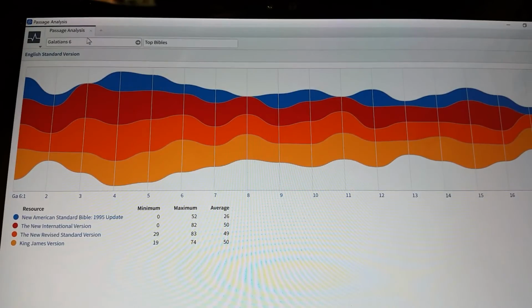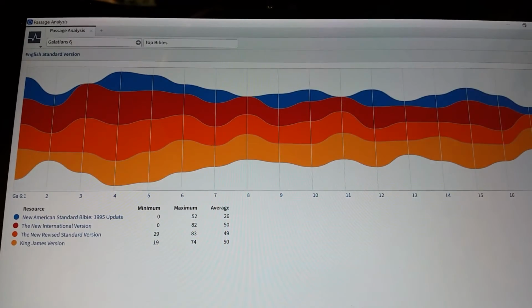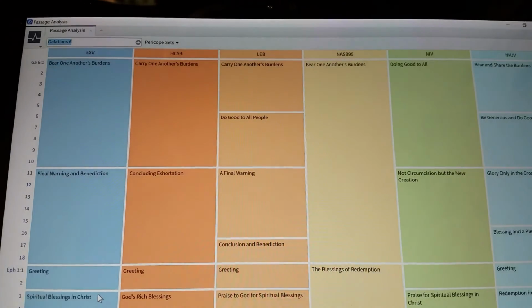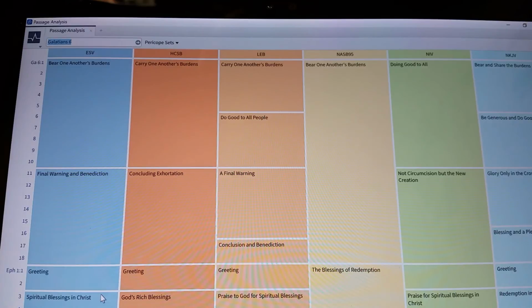So there you go, the passage analysis tool for Galatians chapter 6. We took a quick look at the Version River here, which is helpful for quick glances, in my opinion, and the compare pericopes. I do like how it breaks it down. You can quickly see how those spread out across the different texts.